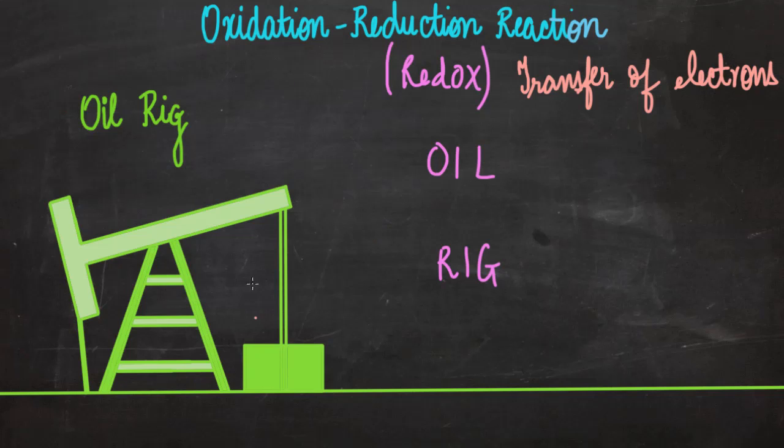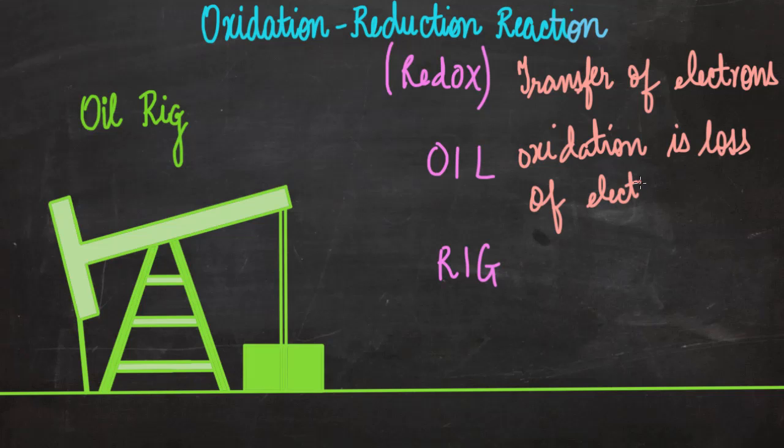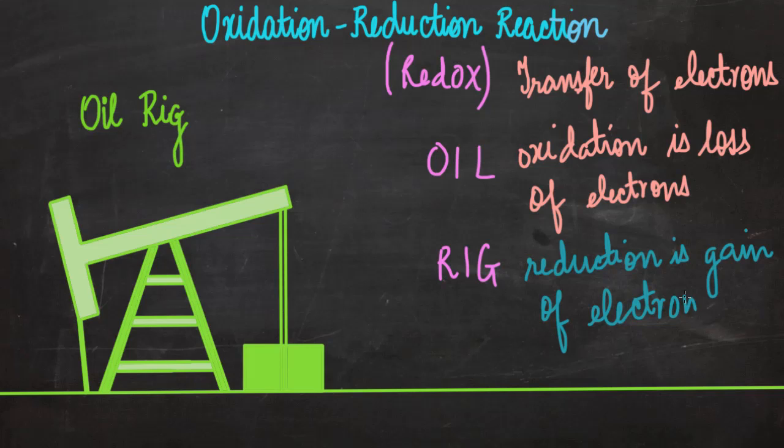Now, why have I drawn a picture of an oil rig over here? Well, OIL RIG is an acronym which helps us learn this in a better way. So, OIL stands for oxidation is loss of electrons, whereas RIG stands for reduction is gain of electrons.